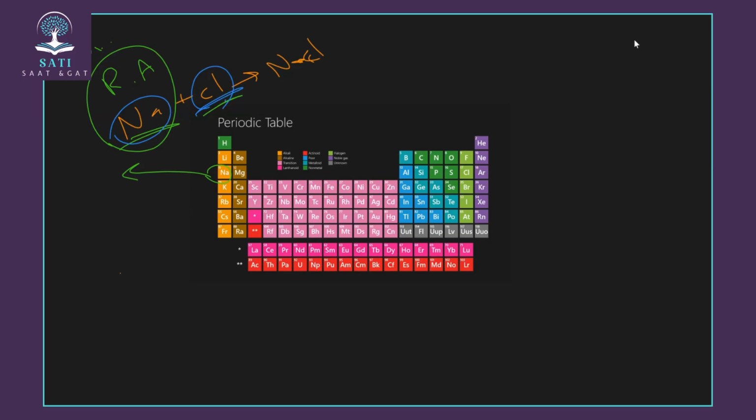Now, if I'm talking about the element sodium in the reaction, it will lose one electron. When it loses one electron, its oxidation number will be positive 1. What about chlorine? Chlorine will gain one electron in order to become Cl negative. So look here and pay attention to that.